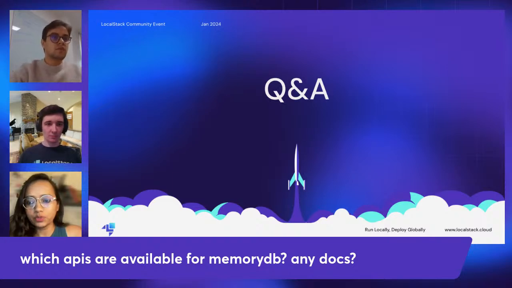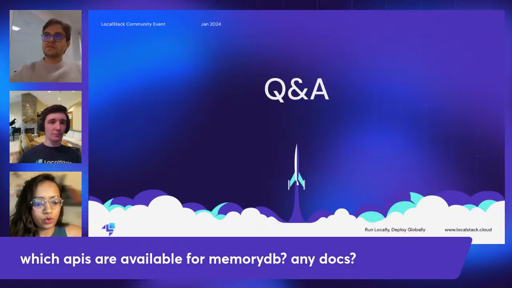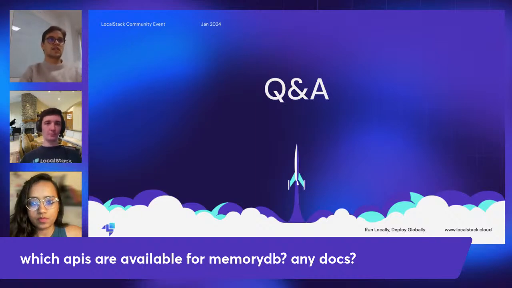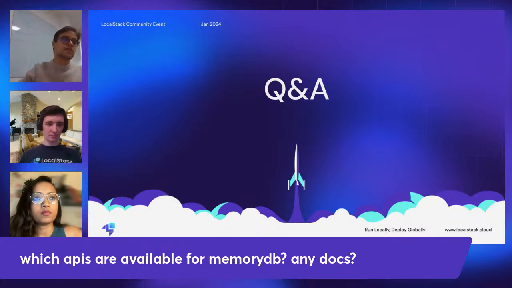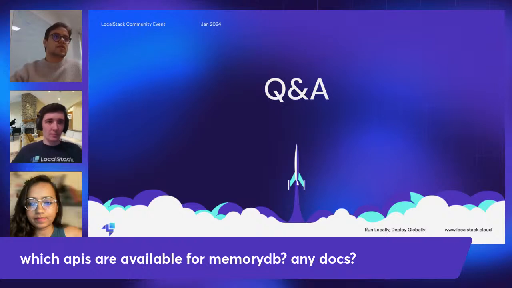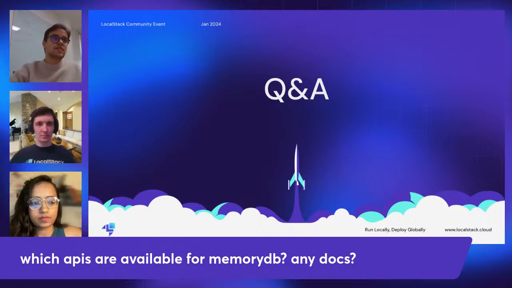Awesome. So with that, let's move to the next question. Which APIs are available for MemoryDB? Any docs for that? So you can look into the docs page of LocalStack, docs.localstack.cloud. Currently, we mainly support the cluster creation and deletion aspect of MemoryDB. But since it's a new service, it's not fully featured yet. But feel free to add some feature requests on GitHub issues, on what kinds of features from MemoryDB you would like, and I'm quite sure we can add them in a timely manner.